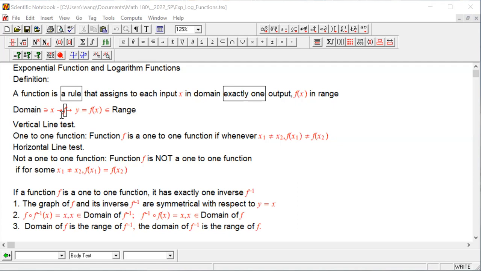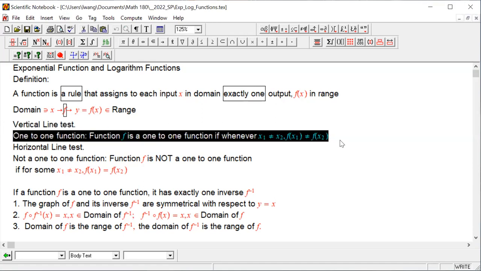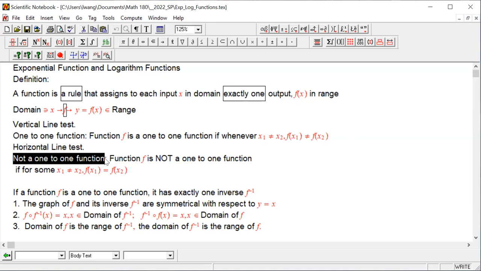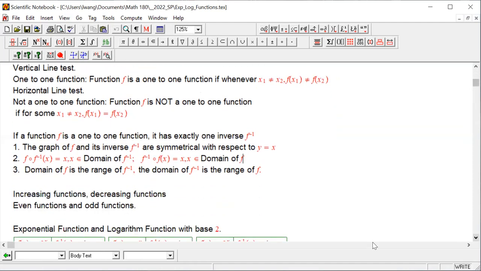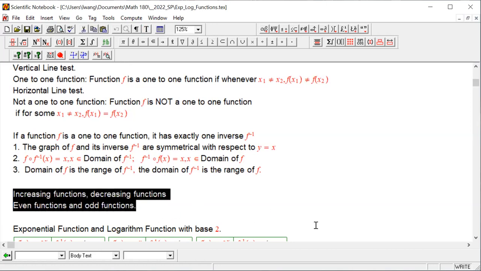Okay, so we know that those are functions, right? A function is a rule that assigns to each input x in the domain exactly one output f of x in the range. And we know the vertical line test, we know the definition of a one-to-one function and a function that is not one-to-one, right? And if a function is one-to-one, what can be expected? We've been applying this property many times over. Increasing function, decreasing function, even and odd functions, we have applied them many times.